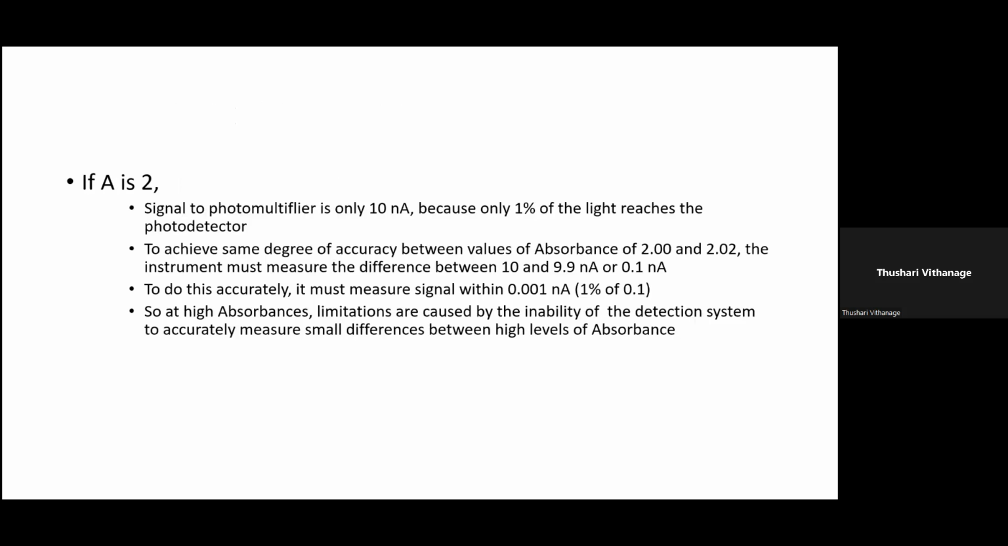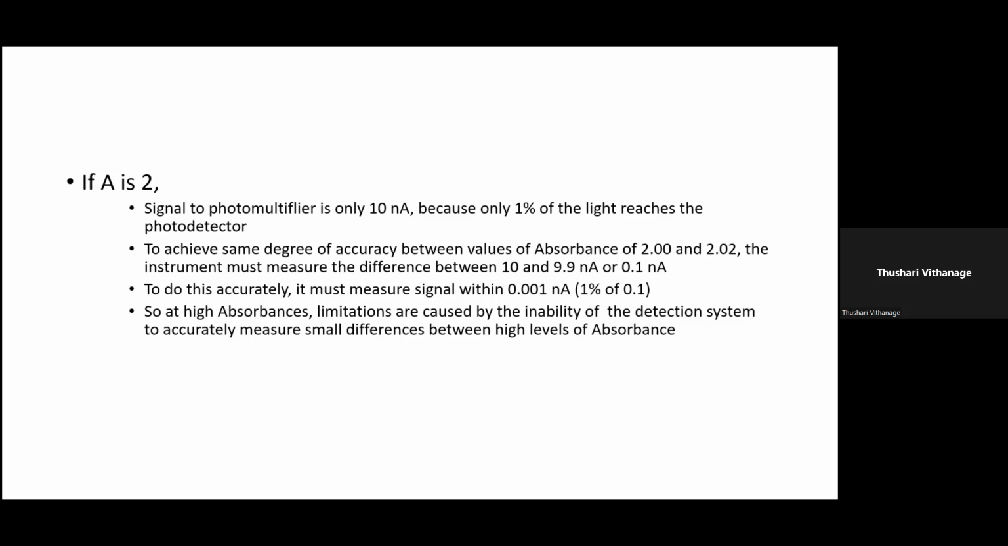If absorbance is 2, signal to the photomultiplier is only 10 nanoamperes, because only 1% of the light reaches the photodetector. To achieve the same degree of accuracy between values of absorbance 2 and 2.02, the instrument must measure the difference between 10 and 9.9 nanoamperes, or 0.1 nanoamperes. To do this accurately, it must measure signal within 0.001 nanoamperes, or 1% of 0.1 nanoampere.